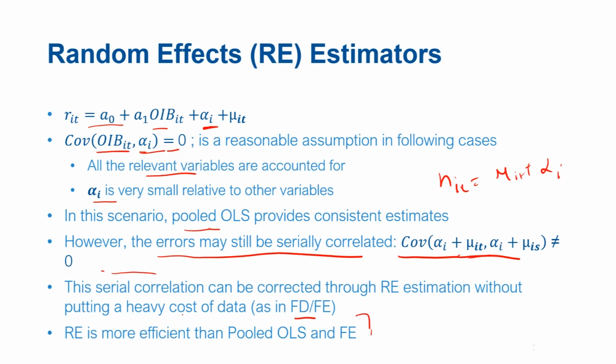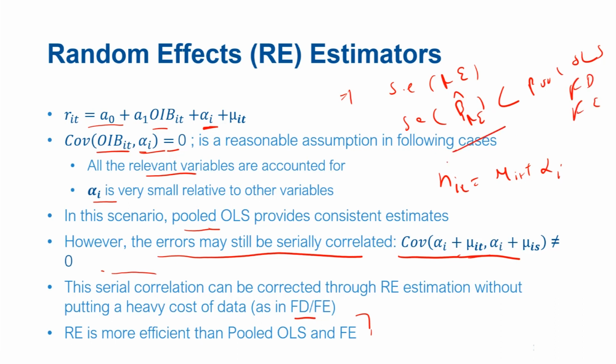In general, it is noted that random effects is found to be more efficient than pooled OLS, FE or FD. Why? Because it is believed that the standard errors of random effects estimates, or rather I should write beta RE estimates, are often found to be lower than pooled OLS, FD or FE estimates. This is a very useful property, which means the efficiency of this estimator is higher than FD, FE or pooled OLS.